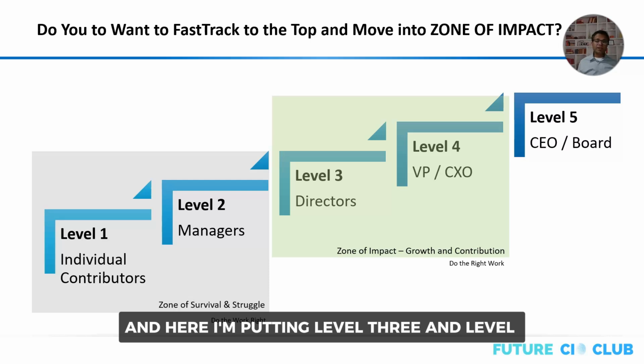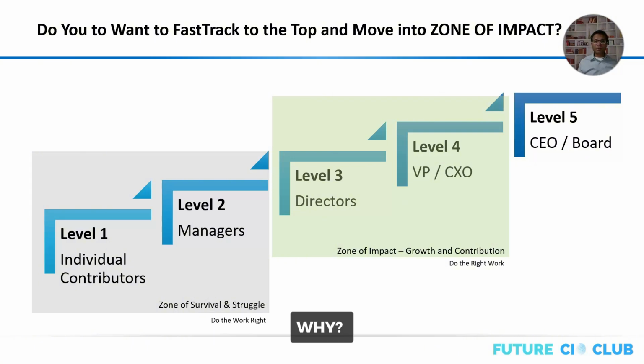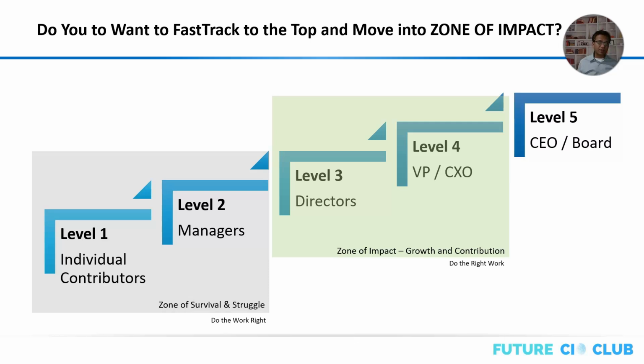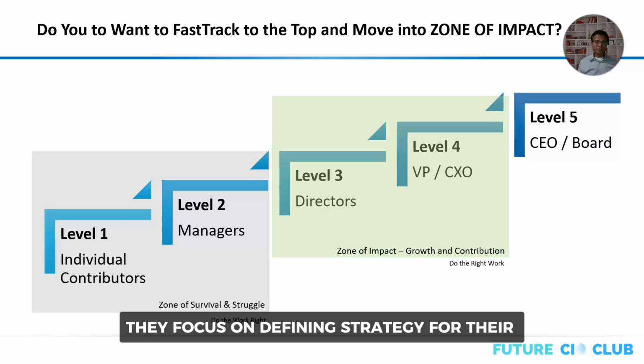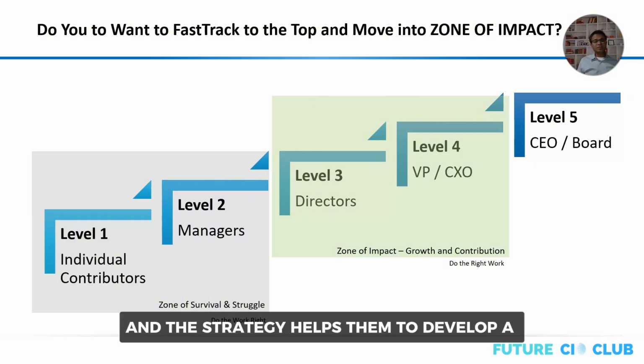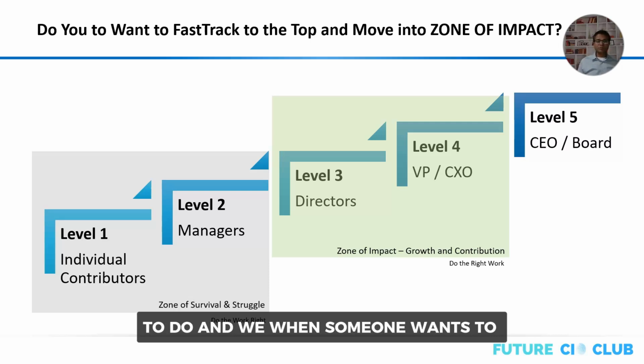And here I'm putting level 3 and level 4 in the zone of impact. Why? Because they focus on doing the right work. That means strategy. They focus on defining strategy for their division and teams, and they collaborate with the business leaders to figure out what we work on this year, what could really help the company, and develop the strategy. And the strategy helps them develop projects and a portfolio of work for the team to do.